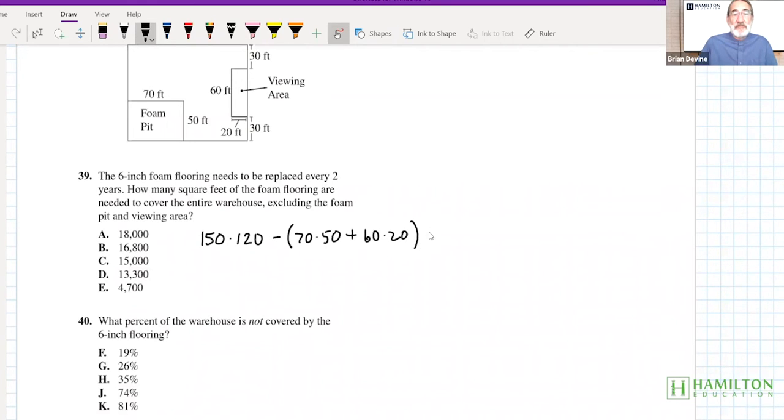And I do that, and I get 13,300, which is D. There's 13,300 square feet of foam that must be laid.